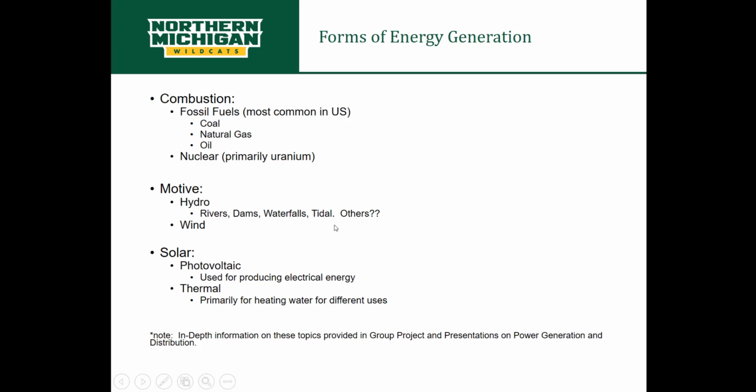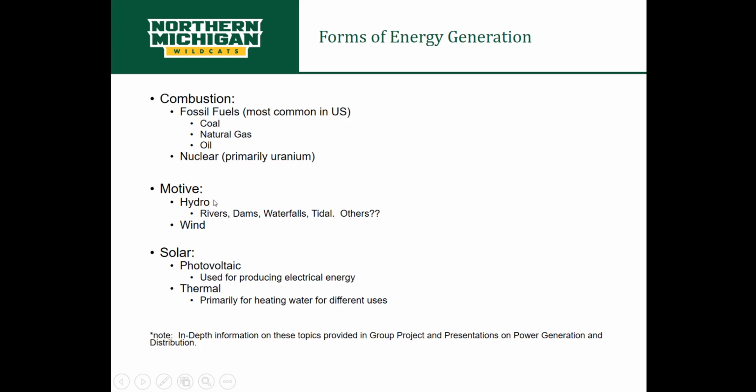This is the last one, just showing different forms of energy generation. We basically have it broken down to three categories. We have combustion, we have motive, and we have solar. I'm not going to go into this too much because we're going to do a small group project and presentation on this in Module 4, but within combustion, we have fossil fuels, which commonly are coal, natural gas, and oil. And then we also have nuclear, which is primarily uranium.